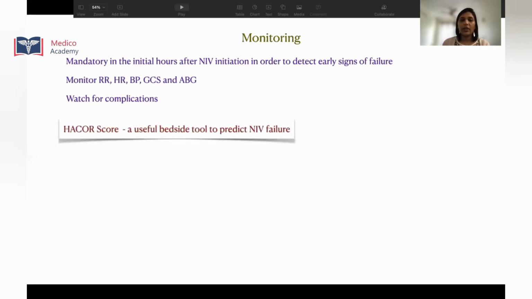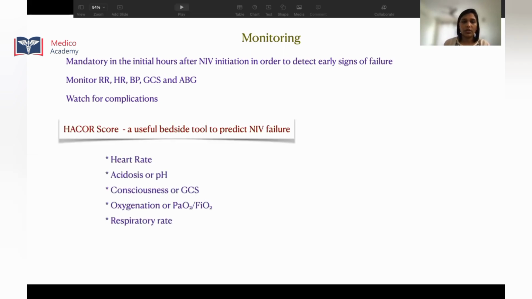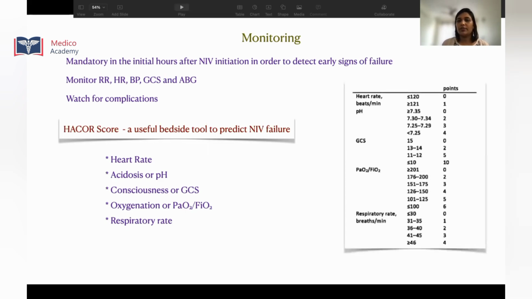So in this context, the HACOR score is a useful bedside tool to predict NIV failure. HACOR stands for heart rate, acidosis or the pH, consciousness, which is measured as the GCS, oxygenation measured as the PaO2 by FiO2 ratio, which will be available on your ABG, and the respiratory rate. So these are the components: the heart rate, pH, GCS, PaO2 by FiO2, and respiratory rate. And there are different ranges, and for each range, there is a point given. So the score ranges from 0 to 25. And as the score increases, the chances of NIV failure increase. So this is a useful bedside tool to predict NIV failure.